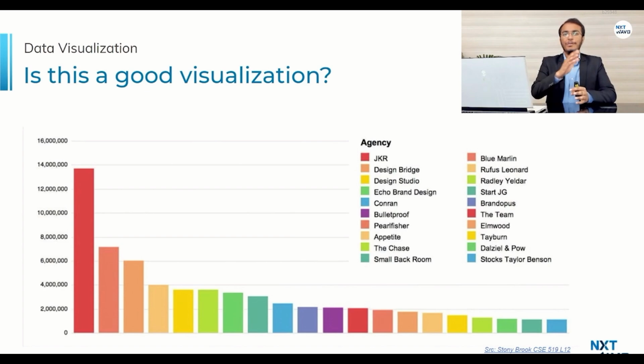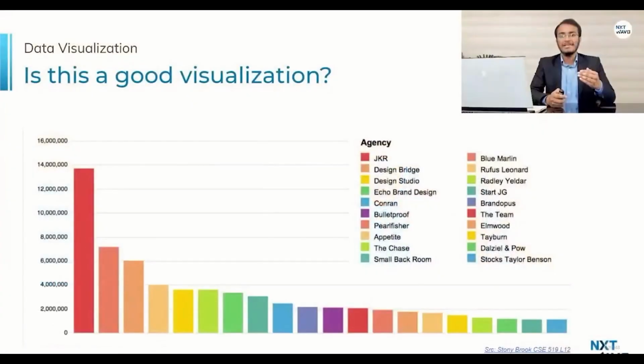Not just that, there are so many shades of yellow, and you can't clearly distinguish which agency has what sale value. Instead of making the underlying data very clear to understand, the purpose of this visualization was to make it easier to understand the relative sale revenues of different agencies. But what happened? The fundamental purpose is completely defeated.